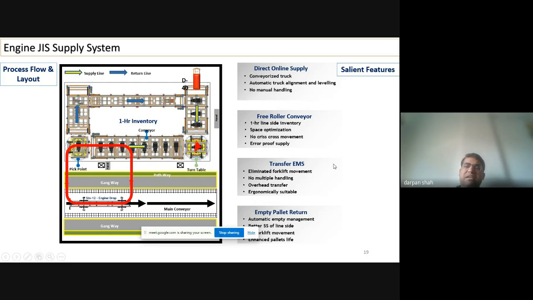So you can see that normally with respect to the bulky parts, there is always a challenge of damage or multiple handling. So all this we have eliminated by introducing this automation at the required levels.